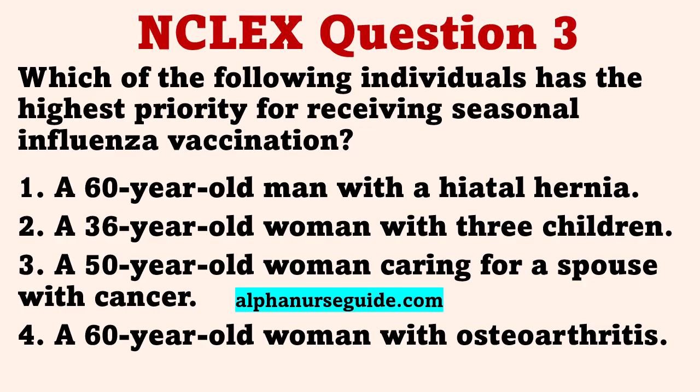Individuals who are household members or home care providers for high-risk individuals are high-priority targeted groups for immunization against influenza to prevent transmission to those who have a decreased capacity to deal with the disease. The wife who is caring for a husband with cancer has the highest priority of the clients described because her husband is likely to be immunocompromised and particularly susceptible to the flu. A healthy 60-year-old man or a healthy 36-year-old woman is not in a high-priority category for influenza vaccination. A 60-year-old woman with osteoarthritis does not have a higher priority for influenza vaccination than a home care provider.